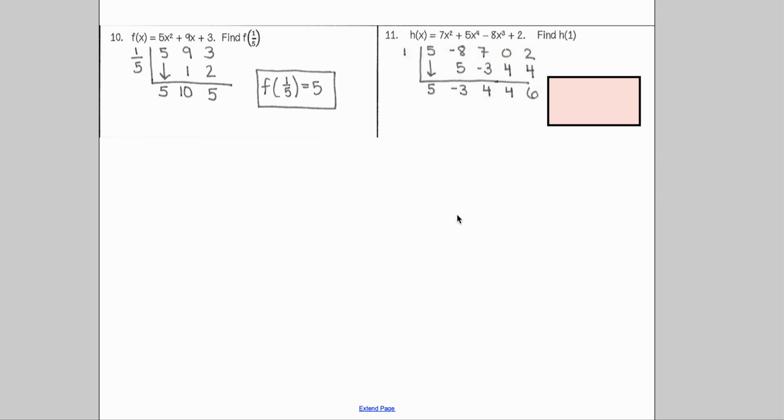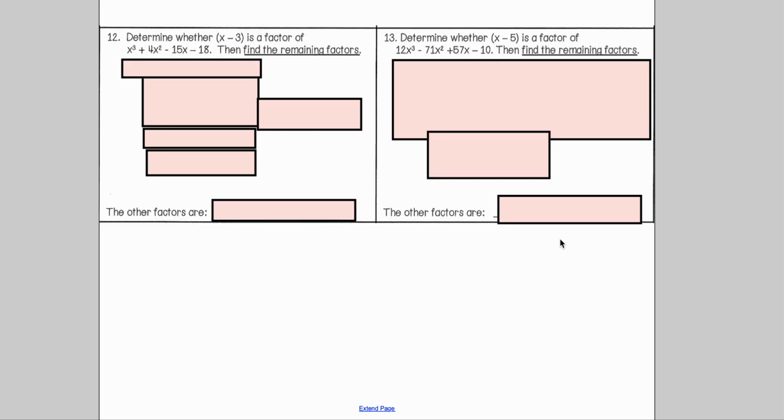All right, this time hopefully you remembered a 0. And again, h of 1 is equal to 6. So that's synthetic substitution. So now let's look at number 12. Number 12 says determine whether x minus 3 is a factor of, and then it gives you a cubic polynomial. Then find the remaining factors.